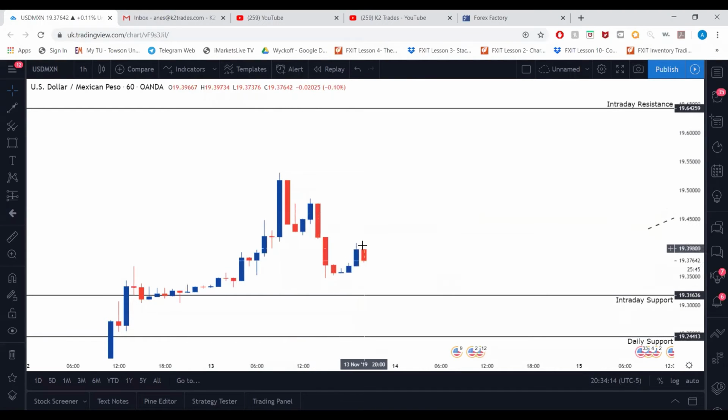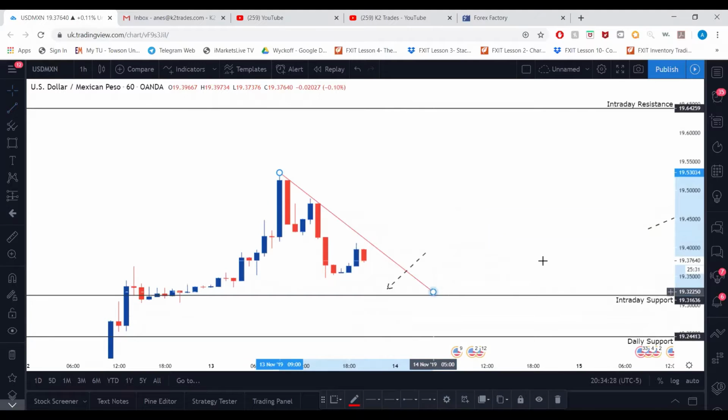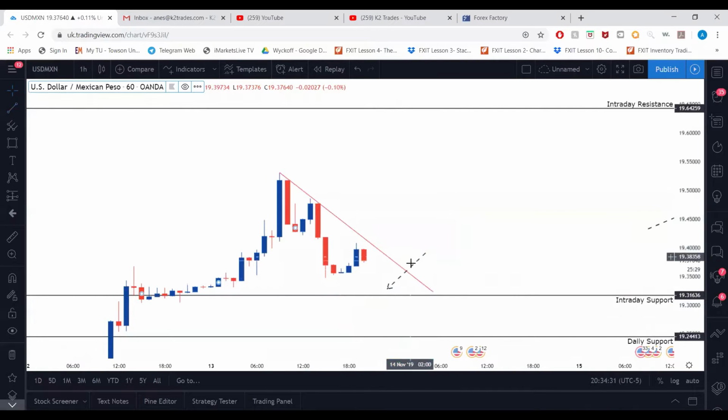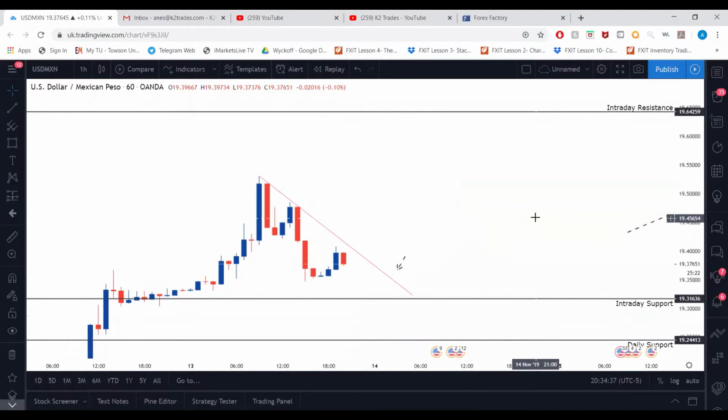So lower high, 1, 2, 3. Yeah, so I would like to see this definitely make another lower high. And then one thing you can do for the breakout, you can put the line and see once it breaks this and closes above or retests, then I would try to be buying this, honestly.